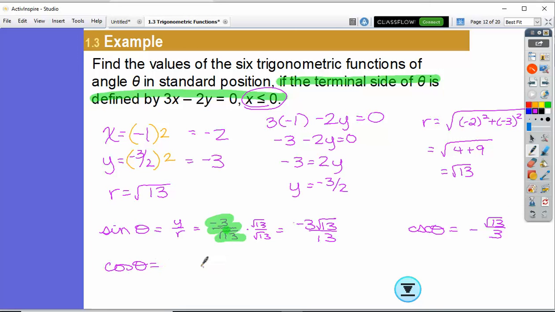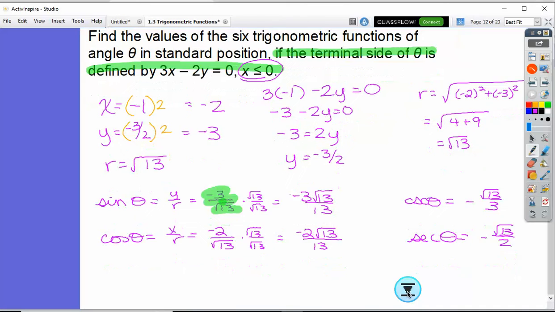Okay, cosine theta, x over r. So my x was -2, r is radical 13. Have to get that radical off the bottom. So we get -2 radical 13 over 13. What's the reciprocal of cosine? So we know secant automatically if you take the one before you flipped, so it's just r over x. So negative radical 13 over 2.